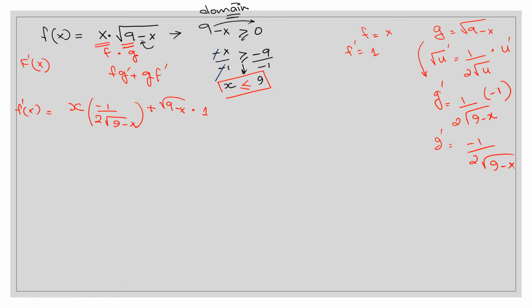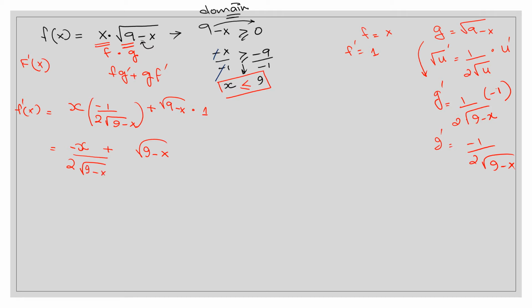After that, what you have to do is solve. And how will you solve? You will solve by making the denominators alike. But before that, simplify. So x times negative 1 will give you negative x plus square root 9 minus x times 1 will give you square root 9 minus x. And here you have a denominator 2 square root 9 minus x.